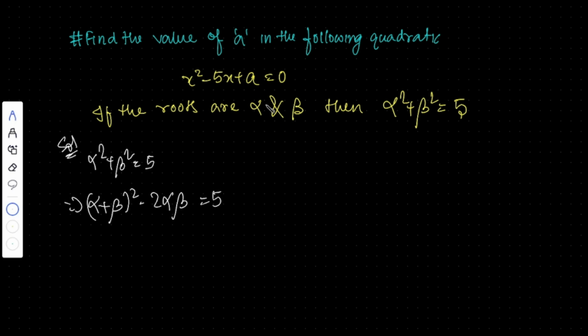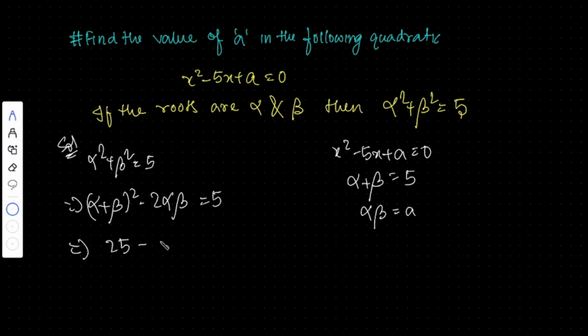Now see here. The equation given is x square minus 5x plus a equals 0. Then alpha plus beta is minus b by a, which is 5. Alpha beta is c by a. Perfect. Now alpha plus beta whole square, 25, minus 2a equals 5. So 2a equals 20. Then a equals 10. Simple answer.